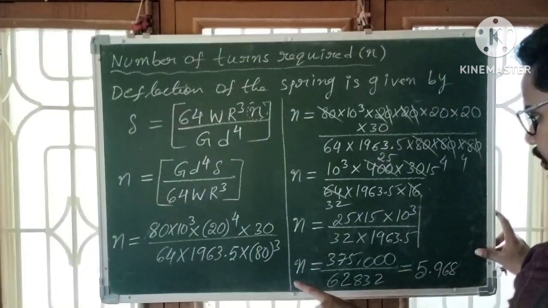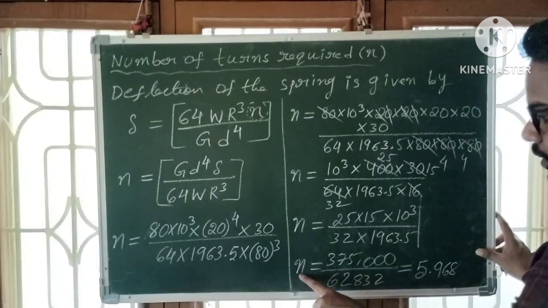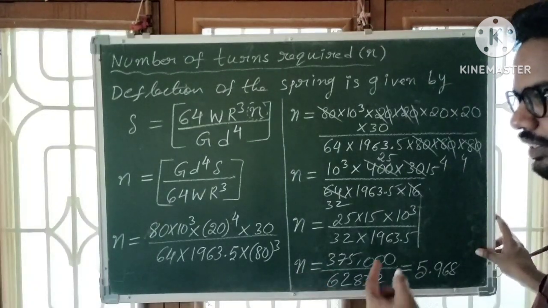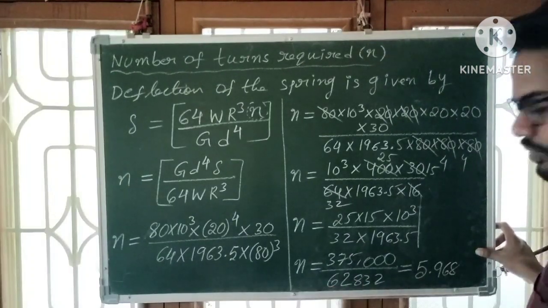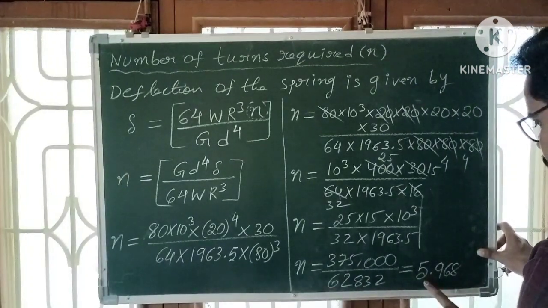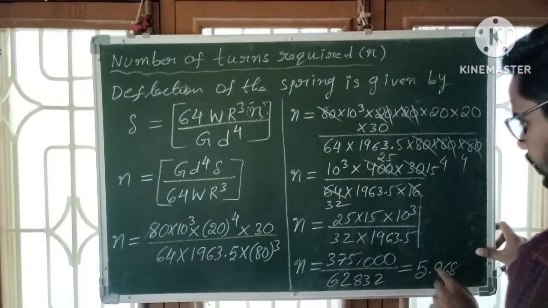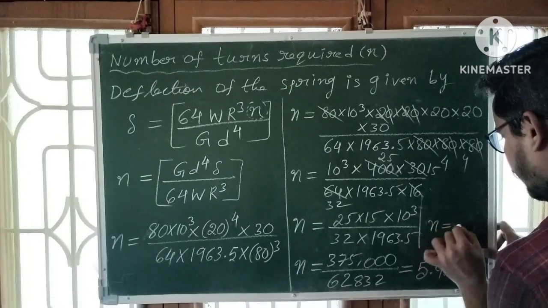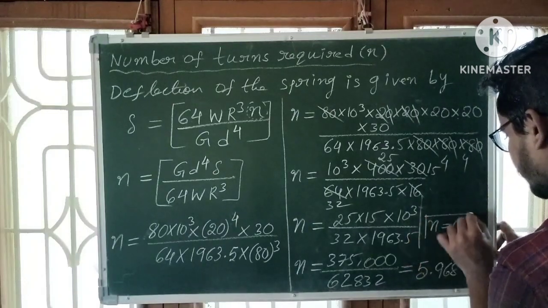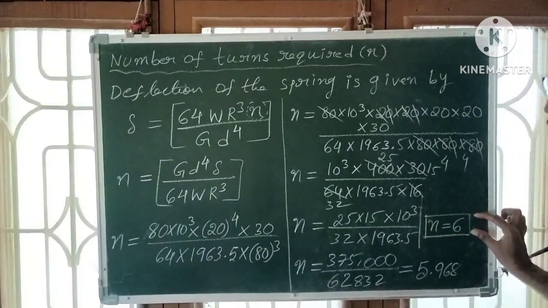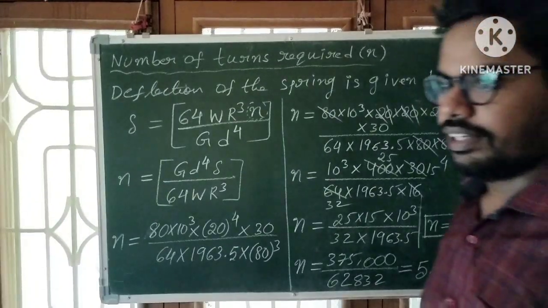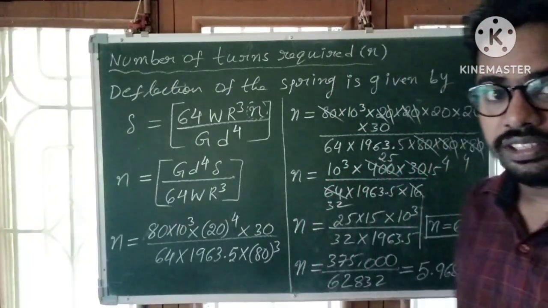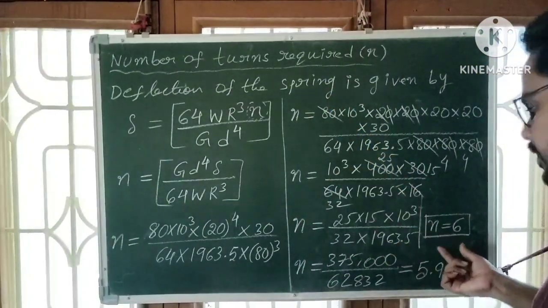It's a decimal number, but n is always a natural number. Number of turns means we get 6 turns, 7 turns, 8 turns, like that. We always consider counting numbers. So 5.968 is very close to the natural number 6. So number of turns required is considered as 6. Therefore the final answer is n equal to 6. So axial load on the spring is 1963.5 newtons and number of turns required is 6.